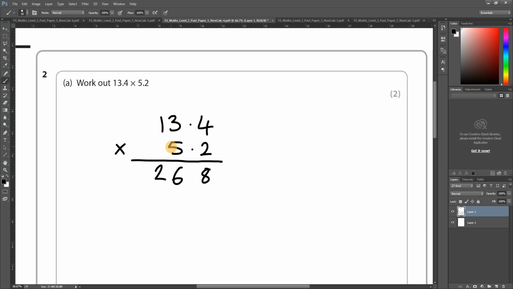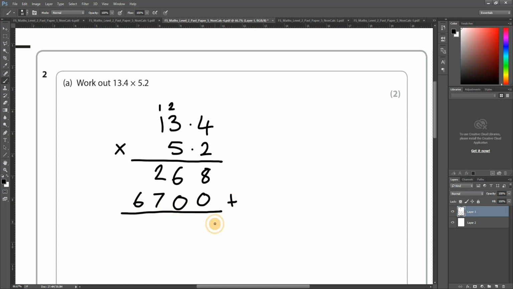Next we need to multiply by this 5, but technically if you were to remove the decimal point, that would be in your tens column, or if you imagine it's in the tens column. So put a 0 down here, and now you can think of it as a 5. Now you can do 4 times 5, which is 20, so put 0 down, carry the 2. 3 times 5 is 15, plus the 2 is 17, carry the 1. 1 times 5 is 5, plus the 1 is 6.